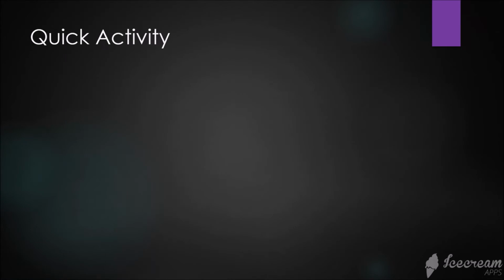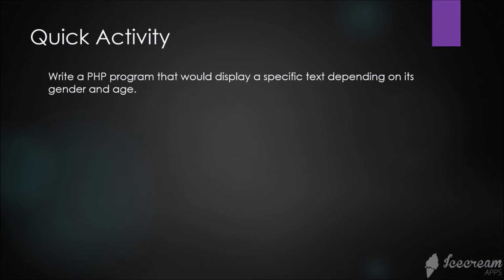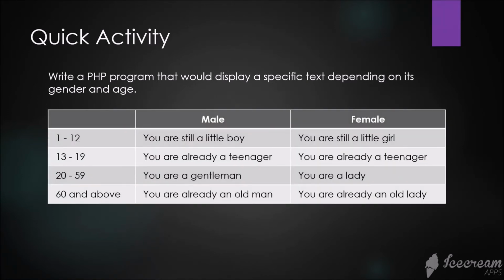Okay, so let's have our quick activity muna, guys. Write a PHP program that would display a specific text depending on its gender and age. Okay, so we have here yung basis natin nung mga text na kailangan nating i-display. So, if yung tao is male, dito natin kukunin. Then, kung female naman siya, dito natin babasihin yung mga text na i-display natin. So, depende pa rin yan if anong specific age range niya. Okay? So, if the age is ranging from 1 to 12, then ito yung mga text na kukunin natin.